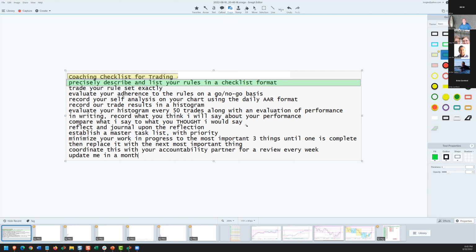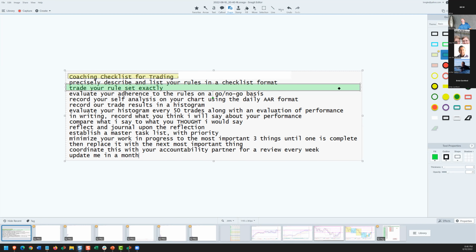All right, so this is from a coaching checklist for trading that we put together for the interns, and I think it does a pretty nice job of laying out what it is you need to do, whether you're an intern or not. So this is what we said our interns are doing. Precisely describe and list your trading rules in a checklist format so that there's no unclarity about what the rules actually are. And then trade your rule set exactly.